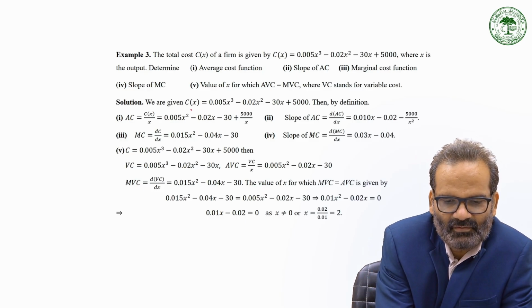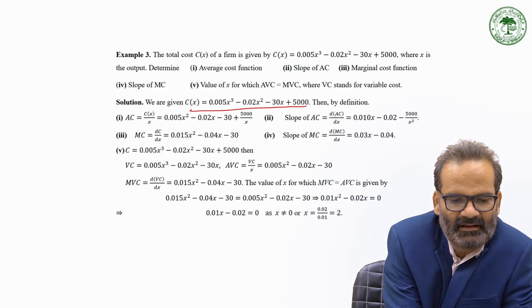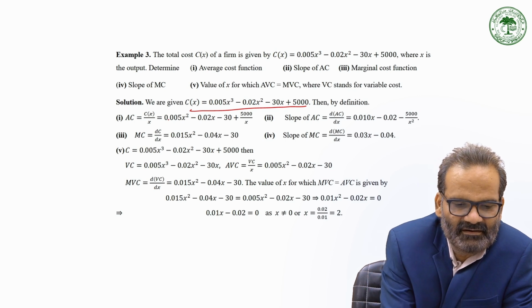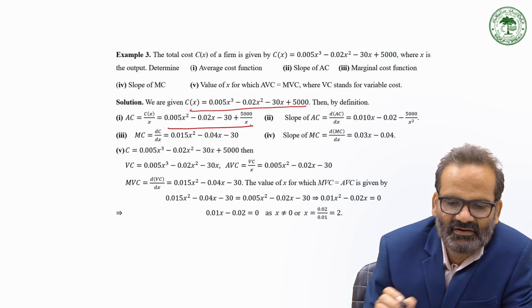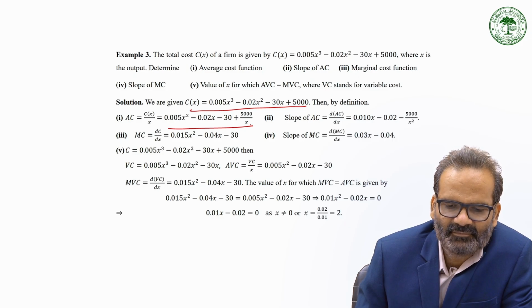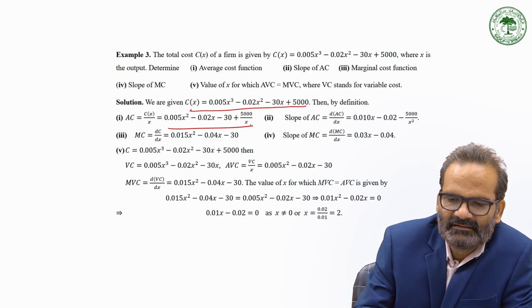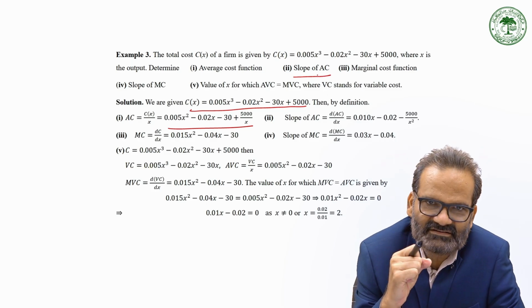This is your cost function C(x). By definition, the average cost is the total cost function divided by the quantity or output x. So when you divide the total cost function by x, you get 0.005x square minus 0.02x minus 30 plus 5000 divided by x. The new thing is the slope of AC, meaning the slope of the average cost.